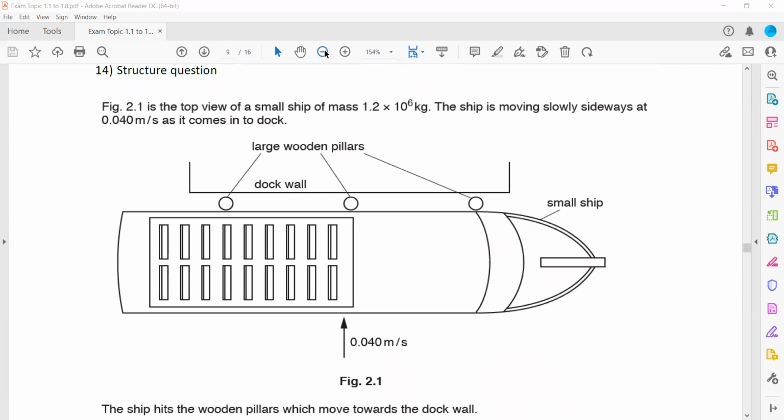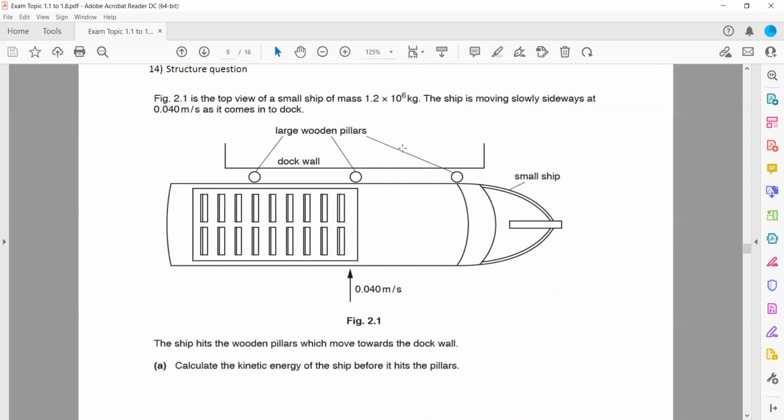Figure 2.1 is a top view of a small ship which has a mass of 1.2 into 10 to the power 6 kilogram. The ship is moving slowly sideways with a speed of 0.04 as it comes into a dock. A dock means where the ship stops, or you can say hangar. The ship hits the wooden pillar which moves towards the dock wall.